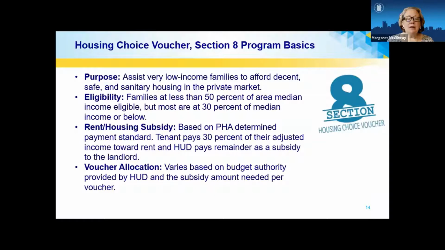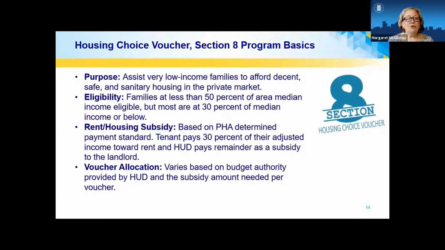So before we talk about the housing choice voucher budget, we wanted to make sure we were all on the same page in terms of the housing choice voucher program in general. Like the public housing program, the housing choice voucher program was created by the federal government to assist very low income families, elderly and disabled, with decent, safe and sanitary housing. However, the difference is this is within the private market, not physical units that are owned by the housing authority.